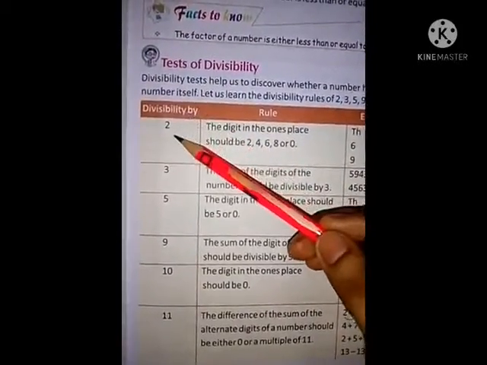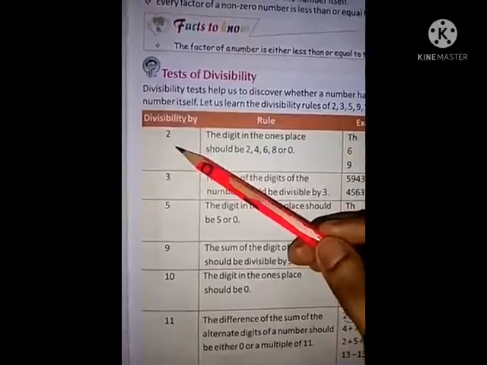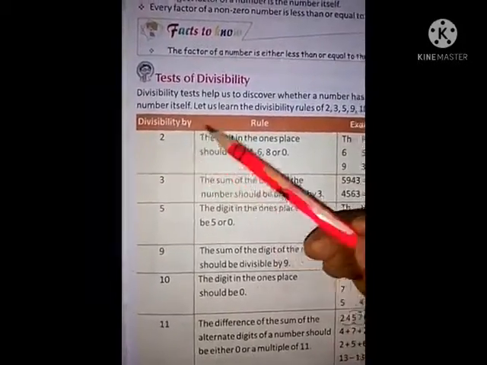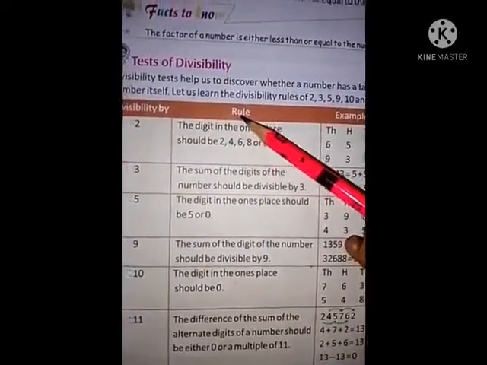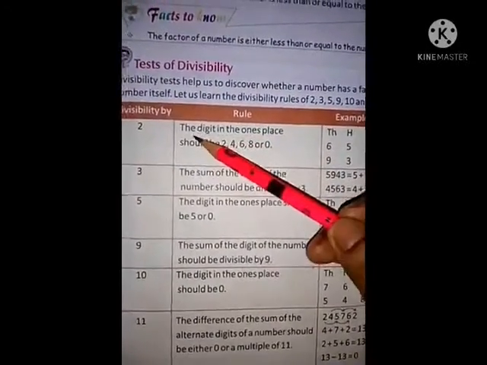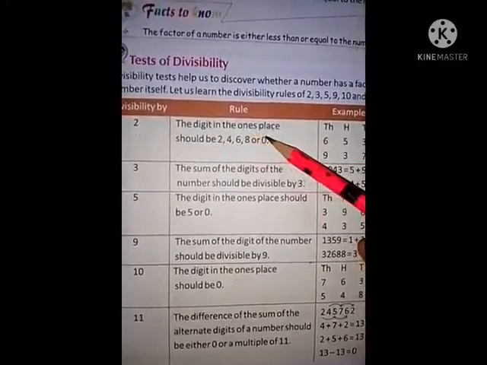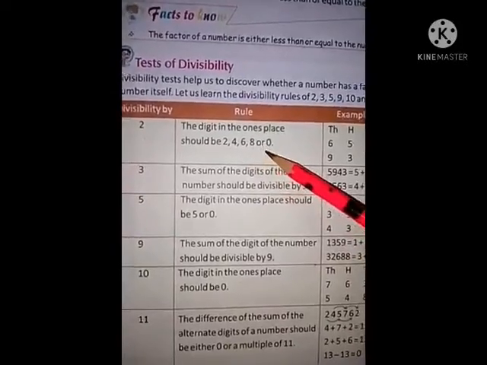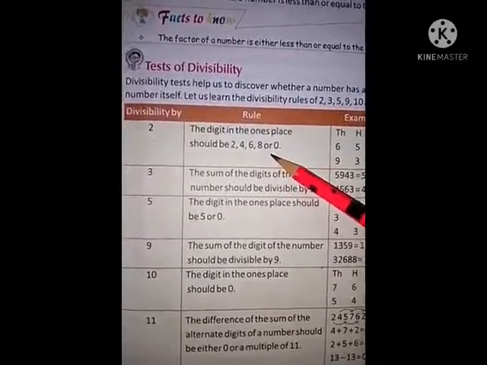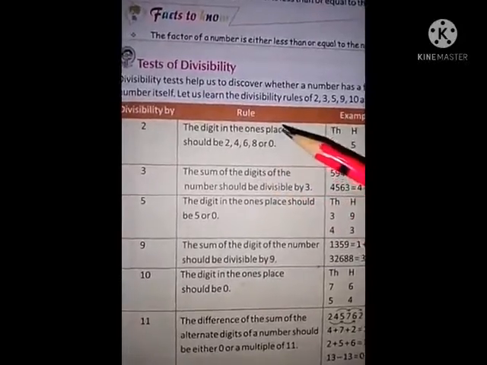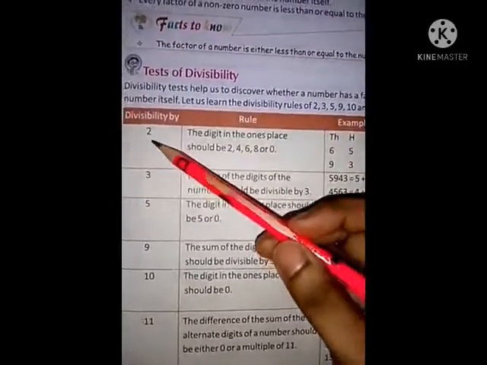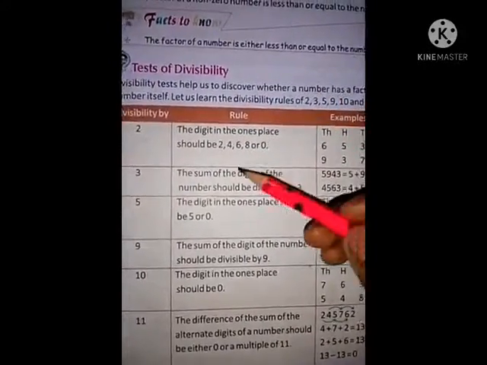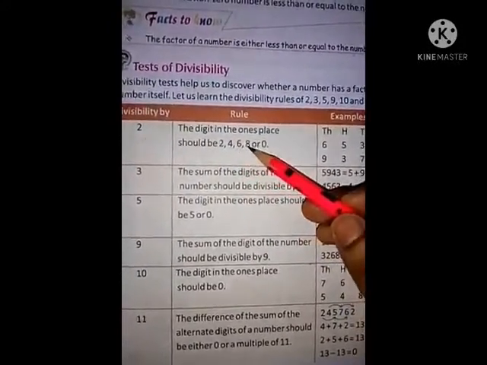Divisibility by 2 means which numbers are divisible by 2. See, the rule for 2 is that the digit in the ones place should be 2, 4, 6, 8 or 0. It means the numbers which we divide by 2 must have 2, 4, 6, 8 or 0 in the ones place.